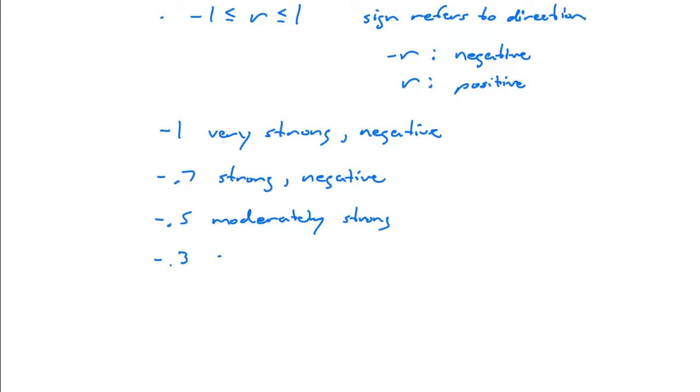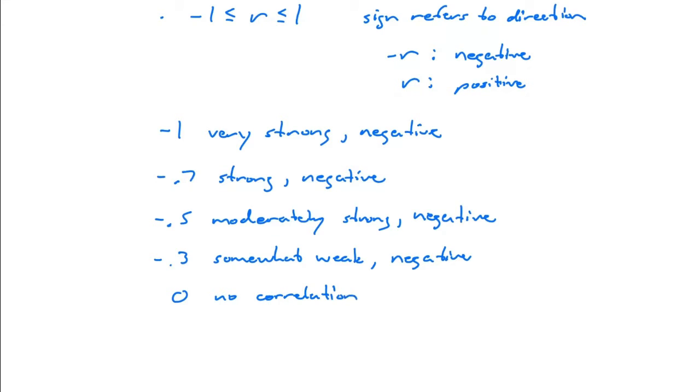-0.3, you might say that that's somewhat strong, somewhat weak even. I might even say somewhat weak on this one, actually. I'm going to say somewhat weak. Negative. Okay, and I'll add negative up here because we always want to talk about two things with the R value. You always want to talk about strength. You always want to talk about direction. Okay, and then 0 would just mean that there's no correlation.